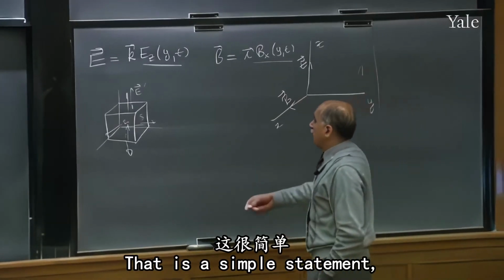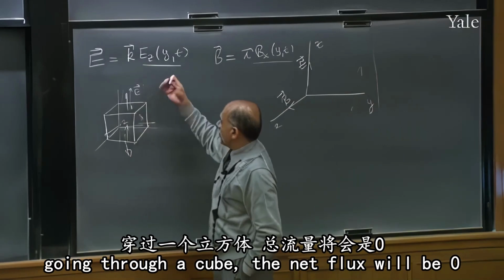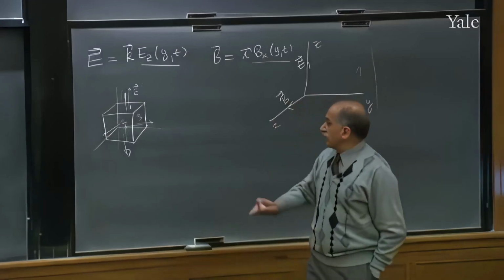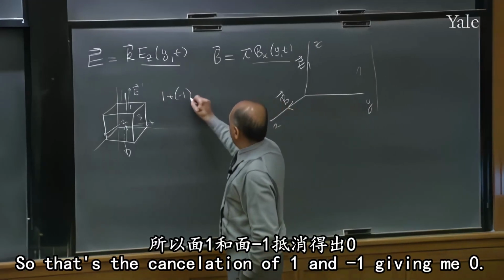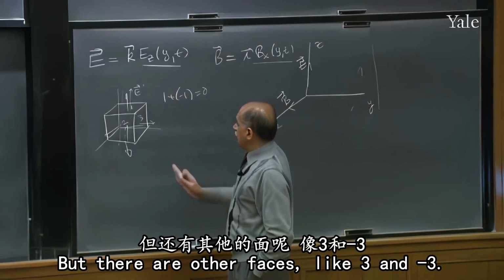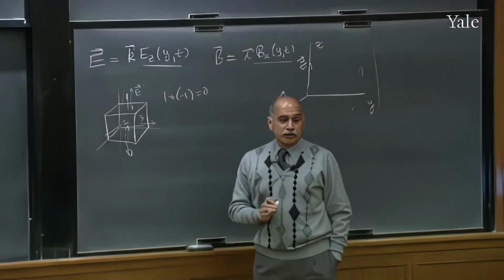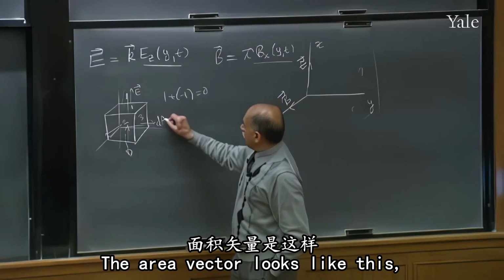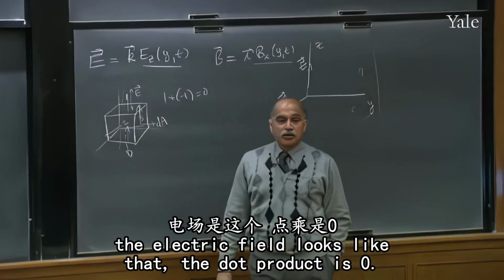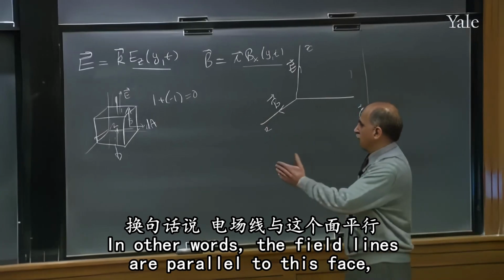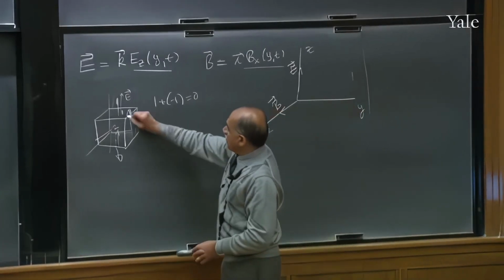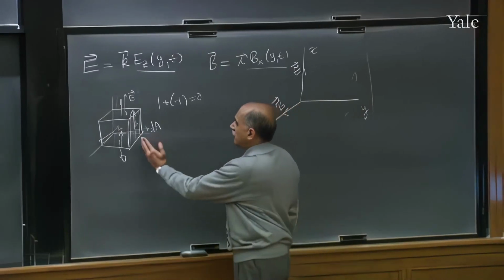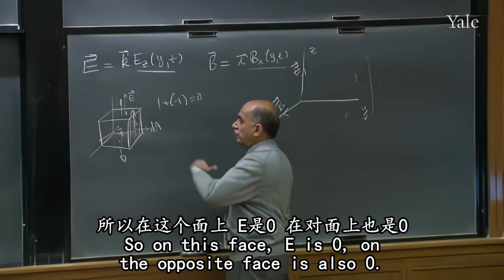That is a simple statement that if you've got a constant electric field going through a cube, the net flux will be 0 because what's coming in on one side goes out of the other side. So that's the cancellation of 1 and -1 give me 0. But there are other faces like 3 and -3. What surface integral will I get from 3? Look, the area vector looks like this, the electric field looks like that, and the dot product is 0. In other words, the field lines are parallel to this face, so they're not going to penetrate it, you're not going to get any flux, because the area vector is perpendicular to the field vector. So on this face, it is 0, on the opposite face is also 0.